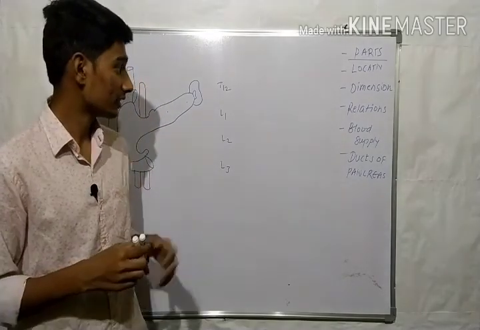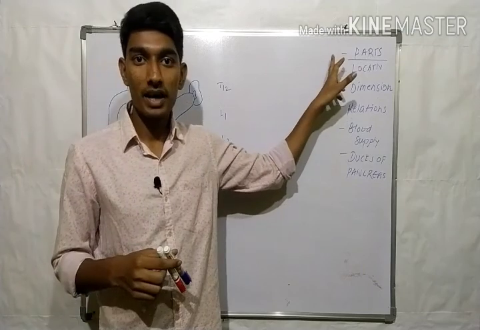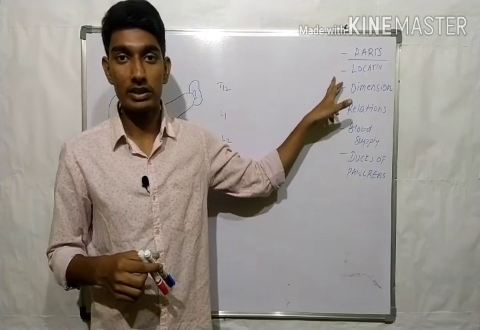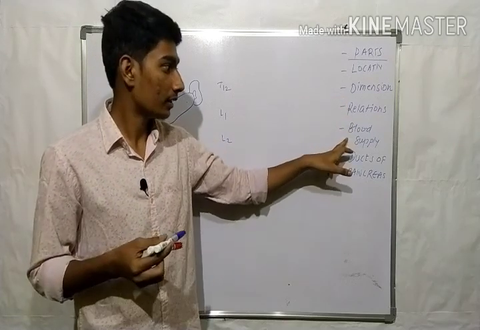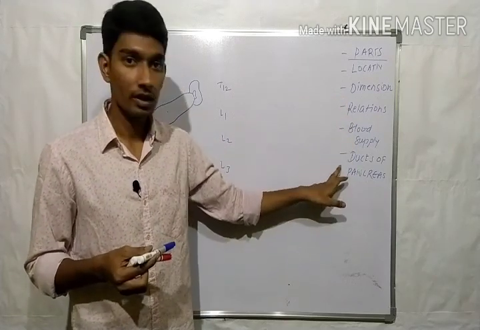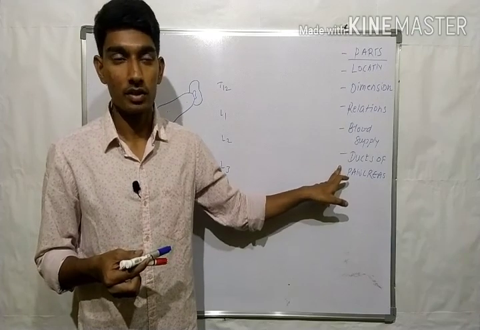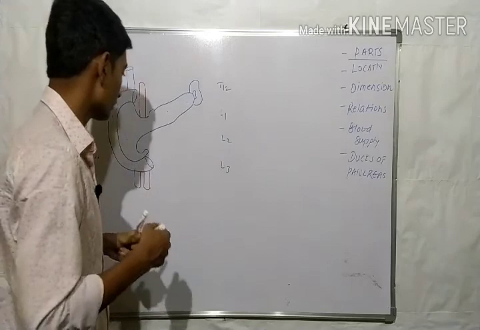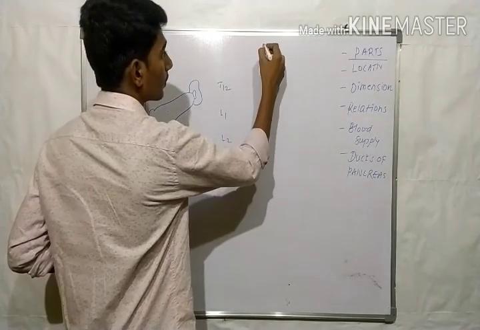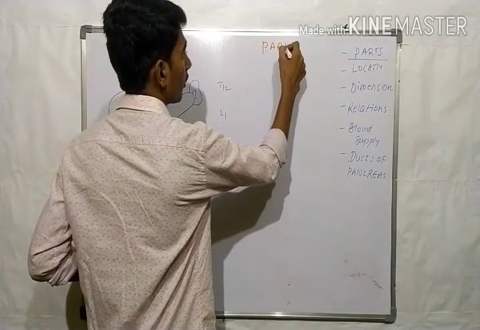So in pancreas, first of all we will see the parts of pancreas. There is location, dimension, relations of different parts of pancreas, then blood supply, and lastly ducts of pancreas. First of all we will see the parts of pancreas.